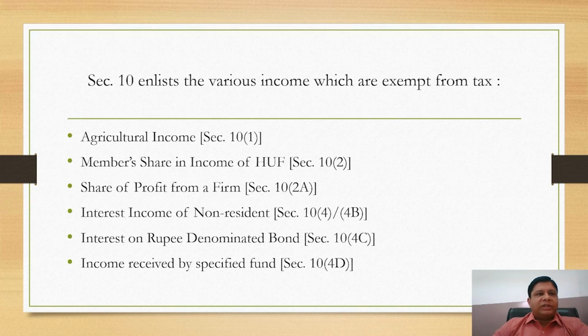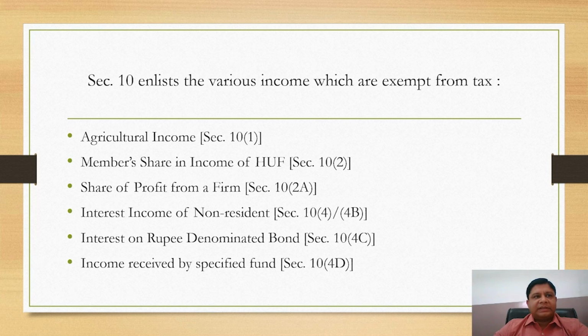So we are going to discuss various such incomes as defined in section 10. First amongst them is agriculture income. Agriculture income is exempted from tax. Only some part of agriculture income is treated as part of the total income of the assessee.